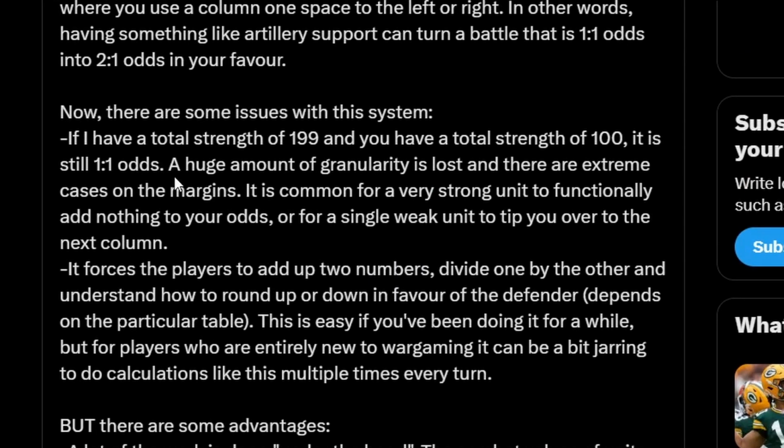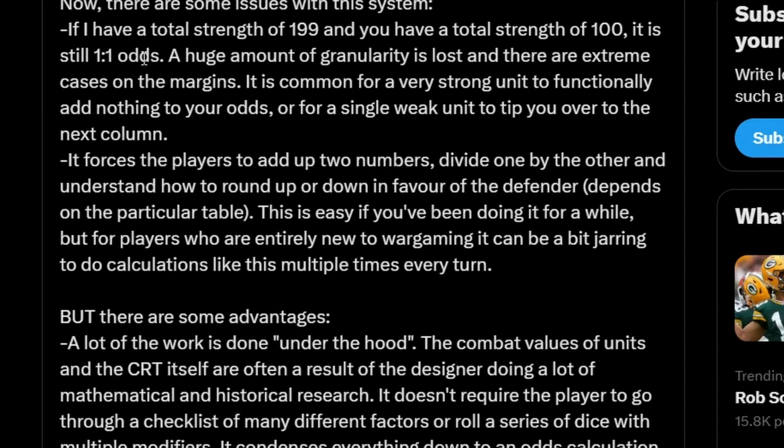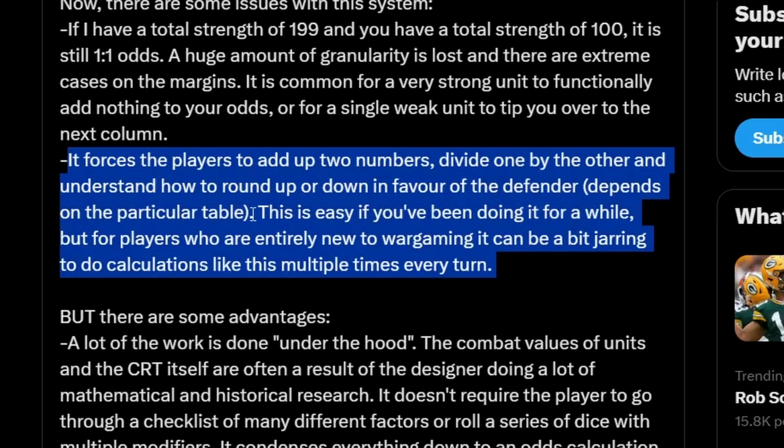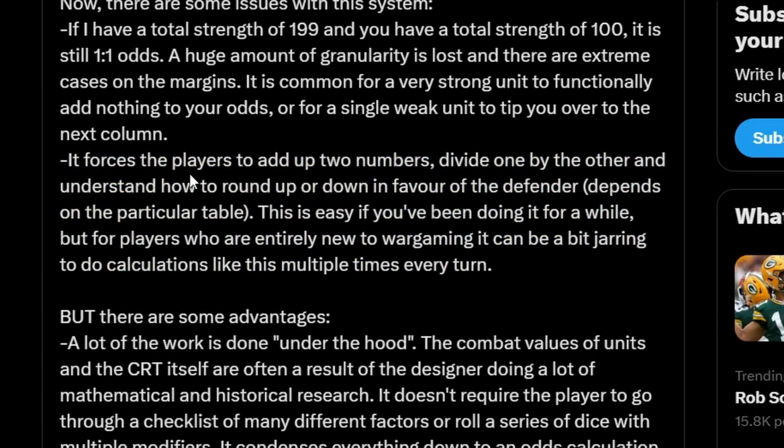So what he's basically getting at is that it's not granular enough, which I think is a false premise here. But obviously Clint is doing this to elicit conversation. His second point is that it forces players to do math, which he says is easy if you've been doing it for a while, but players who are entirely new to wargaming might find it a bit jarring to do calculations like this multiple times every turn. And yes, I think that maybe is true, especially for younger players who came up with Common Core math and maybe don't know how to do addition and division.